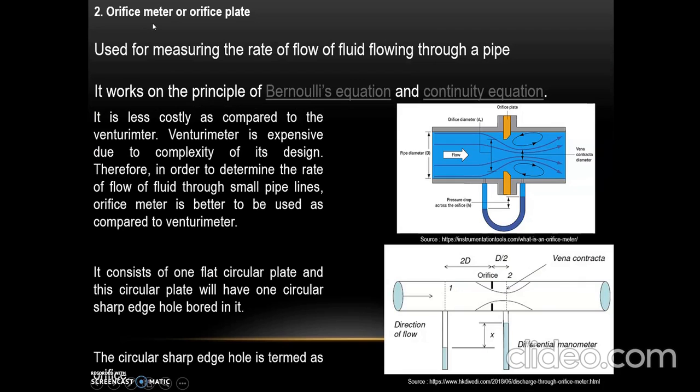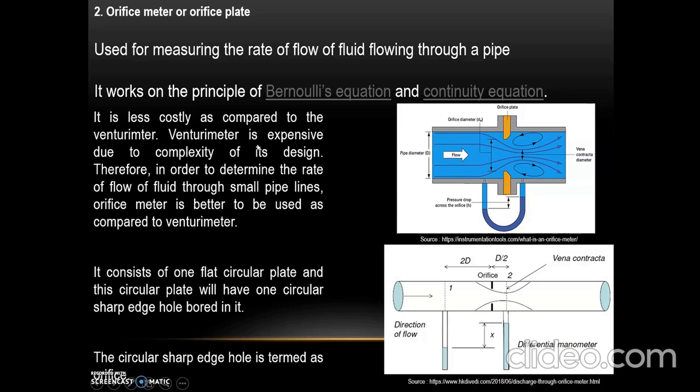Now we'll find out what is an orifice meter. It is also used to measure the rate of flow of fluid flowing through the pipe. It works on the principle of Bernoulli's equation and continuity equation. It is less costly compared to that of a venturimeter. Venturimeter is expensive because of the complexity involved in its design.